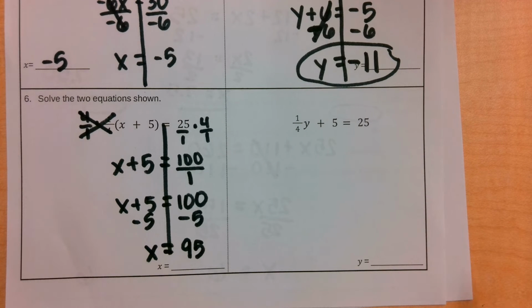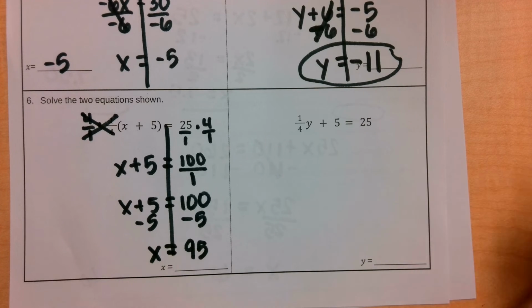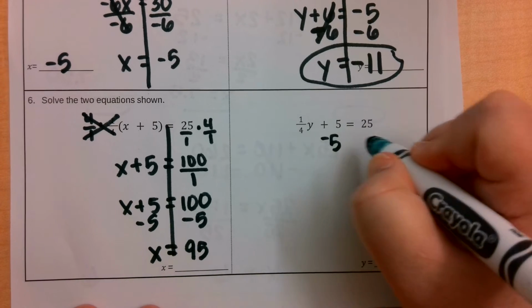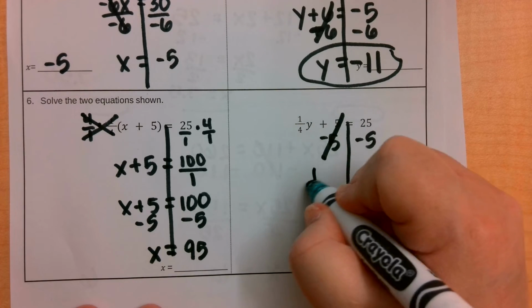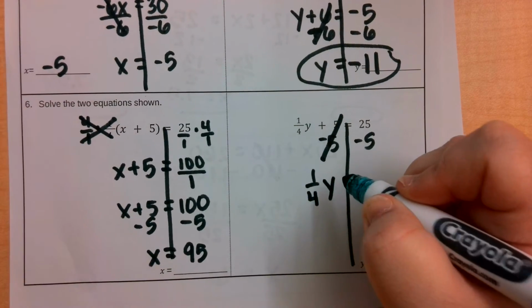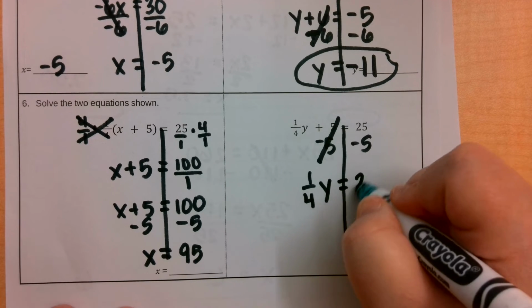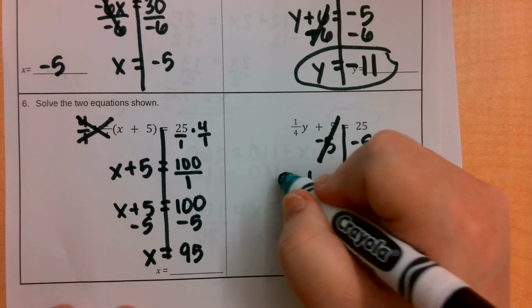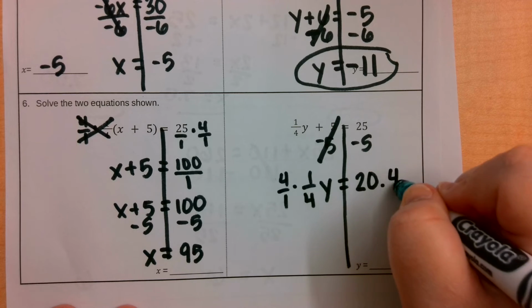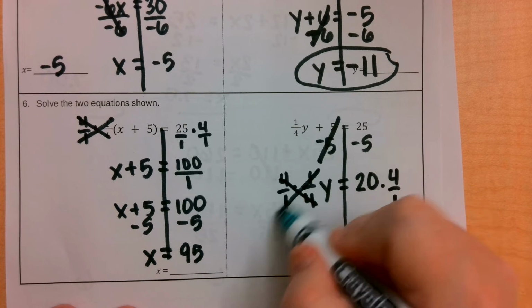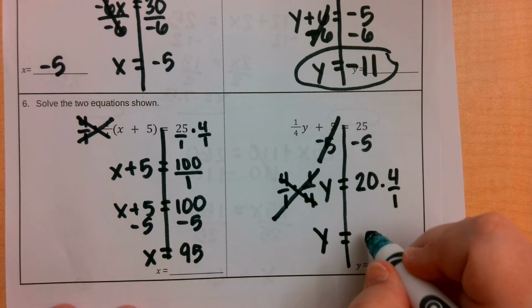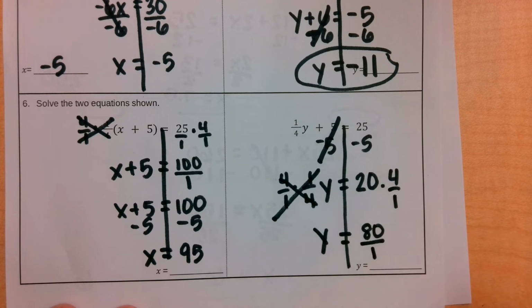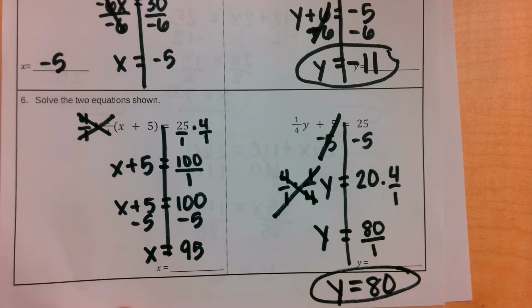Alright, next one. No parentheses, so I add or subtract first. Minus 5, minus 5. Whoops. Cross it out. Rewrite step. 1/4 y equals 20. Times by 4 over 1. Times by 4 over 1. Cross it out, cross it out. 20 times 4 is 80 over 1. So y is just equal to 80.